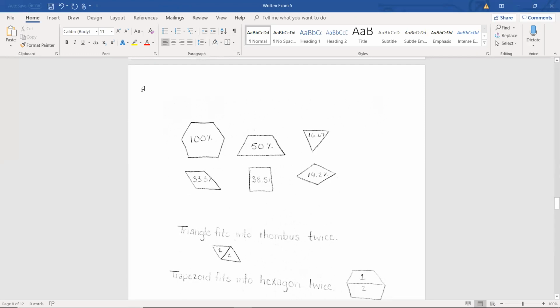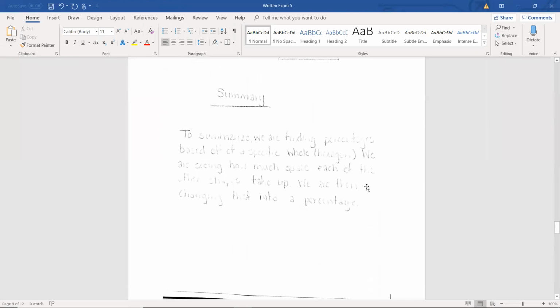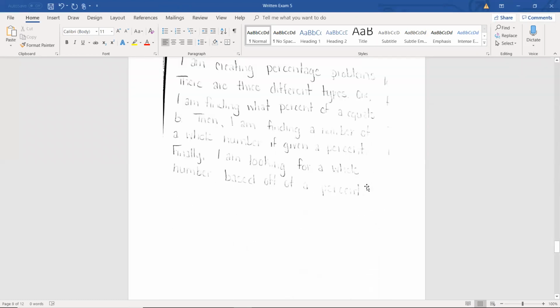This one's 50 because it can fit in there twice. And then these other 2, you just kind of have to visualize putting it in there about how much it would be. To summarize, we're finding percentage based off a specific whole, which in this case is a hexagon. We are seeing how much space each of the other shapes take up. We then are changing that into a percentage.